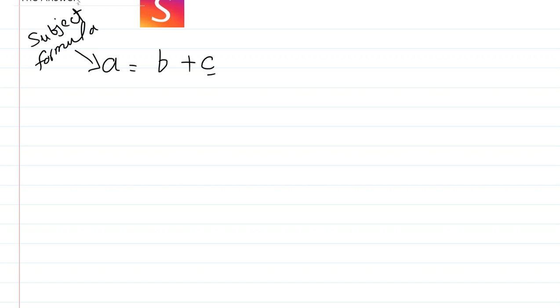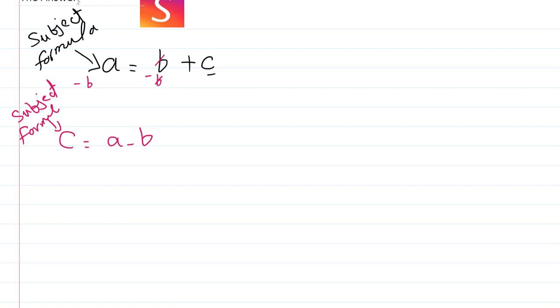So I'm going to move b. If I want to move b, I'm going to subtract b from both sides. I put minus b on both sides, so I have c now is equal to a minus b. Now in this case, c is the subject of the formula. Now we understood the meaning of the subject of the formula.